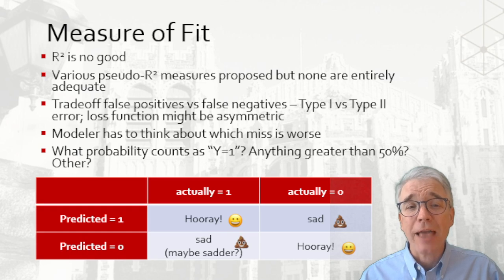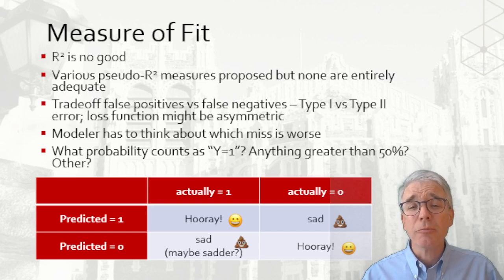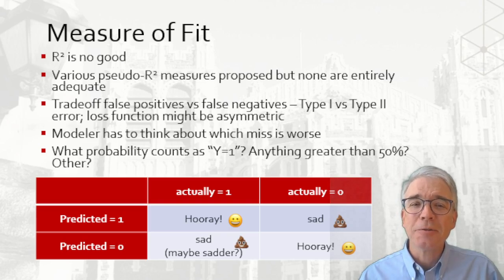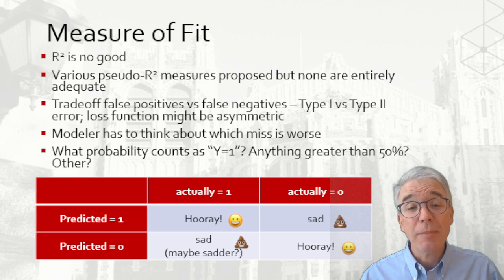Go back to our little happy face or poopy chart. The rows are whether an observation is predicted equal to 1 or 0. The columns are whether that observation is actually 1 or actually 0. On the main diagonal, we have happy faces. Off the diagonal, we have poop. You have to answer which poop is worse. Which of the bad outcomes is worse? Depending on what you're using the model for, those may be different.